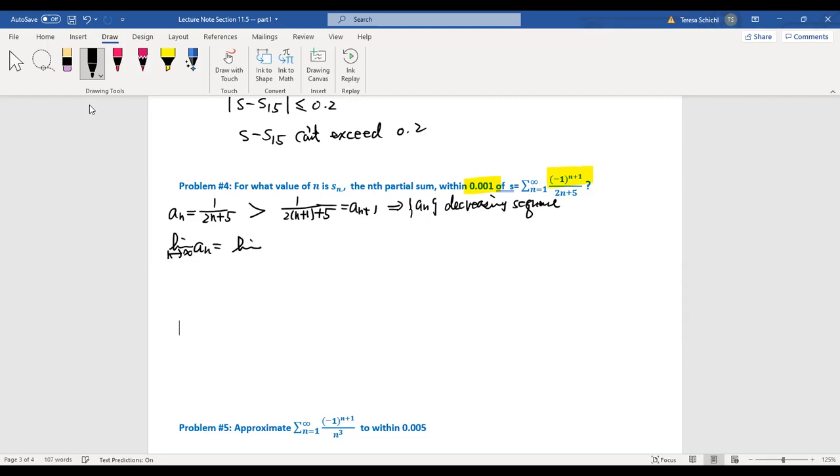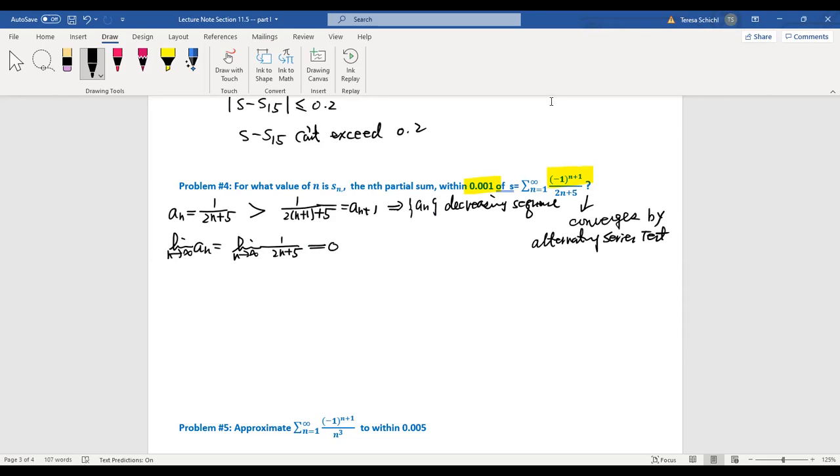All right, so the next thing: the limit as n approaches infinity of a_n is equal to the limit as n approaches infinity of 1 over 2n plus 5. As n goes to infinity, this goes to 0. So I know this series converges by the alternating series test. That's the test.